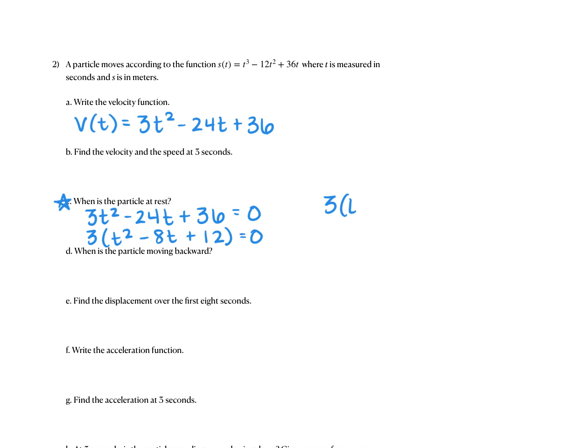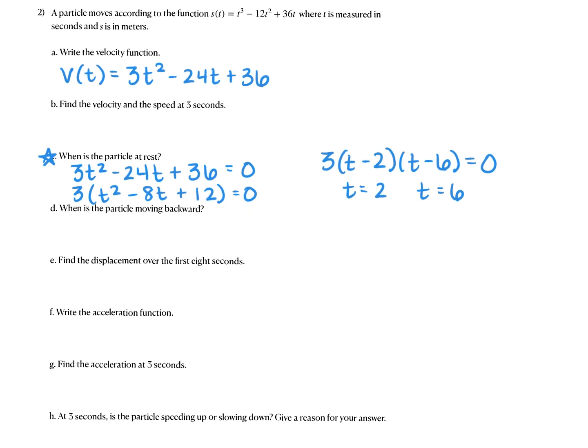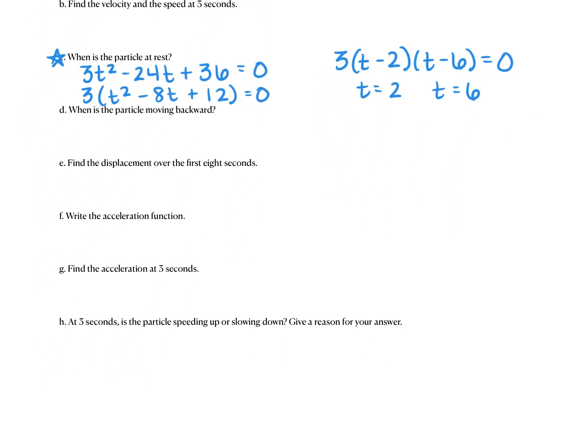So this is, let's see, I think 6 and 2. Two times 6 is 12. 2 plus 6 is 8. So I get t equals 2 and t equals 6. Okay, so I'm going to use that now to answer this next question.